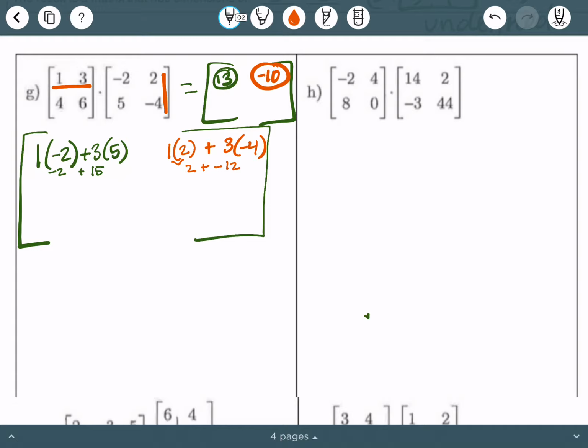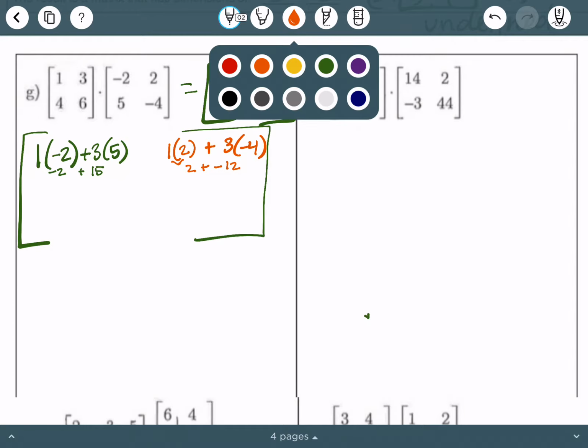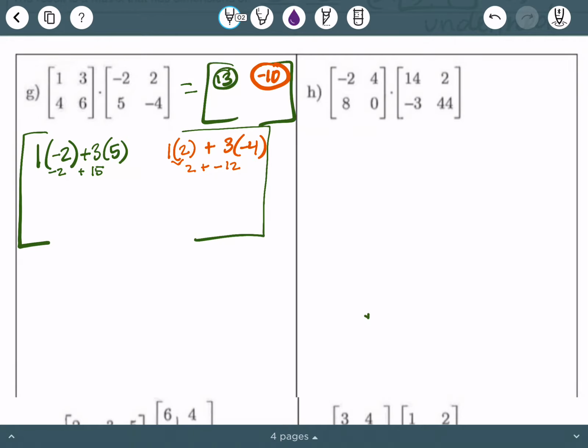All right, so I have those first two sections. I'm going to go ahead and erase this again. Let's switch a color here. All right, so I've done my whole first row. I'm going to work to my second row and go back to my first column. So 4 times negative 2 plus 6 times 5. So negative 8 plus 30. Negative 8 plus 30 is 22. Goes in that section there.